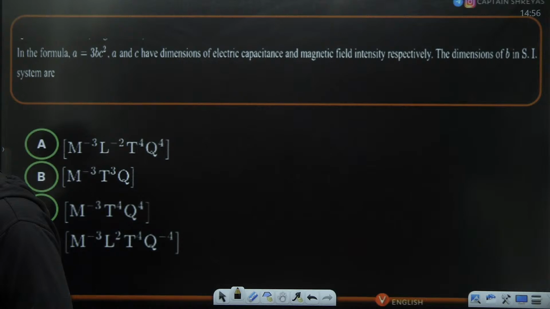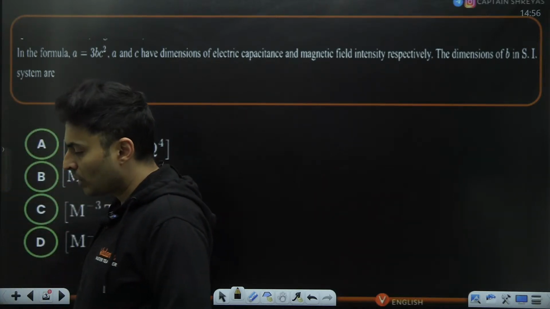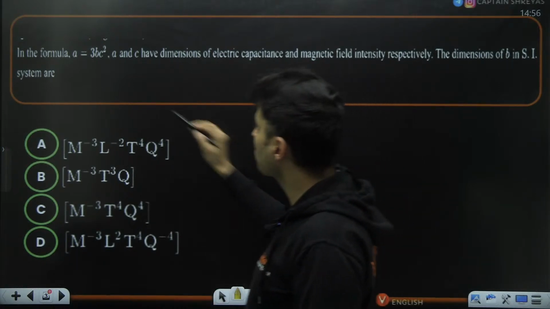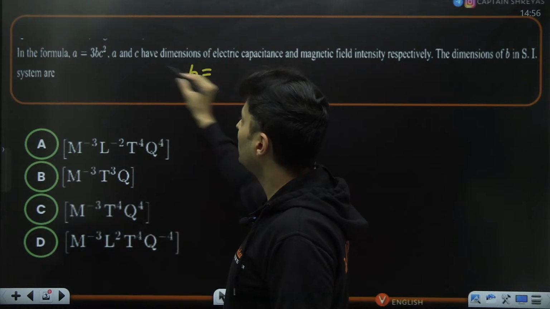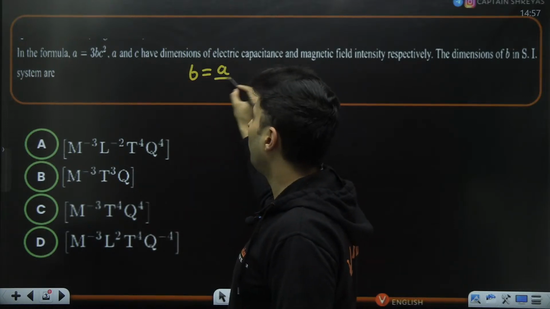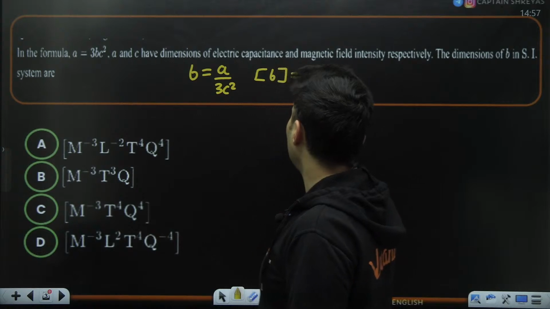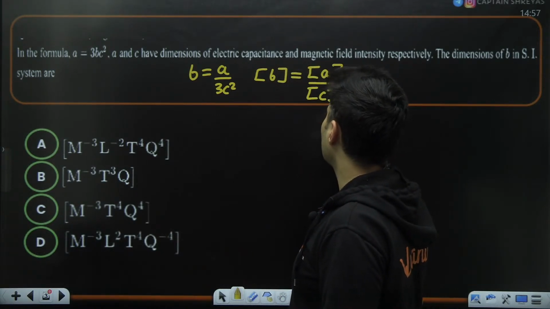Okay, these are confidence booster sessions. This will at least give you some bare minimum marks. Okay, cool. So let's see, what do we do? First of all, we want to find the dimensions of B. What will B be? B will be A by 3C square. So the dimension of B will be the dimension of A upon the dimension of C square.